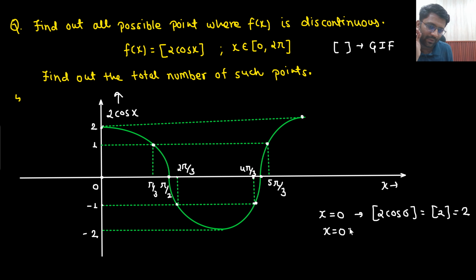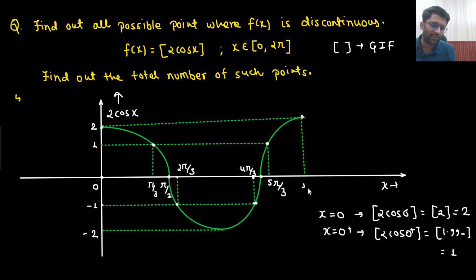If x equals 0 plus, what will be the scenario? 2 cos 0 plus, this value will be somewhat lesser than 2, no? Somewhat lesser than 2. It could be 1.999999 something. So what will be the answer here? 1. Is that clear to you? At x equals 0 plus I am talking about. Is that understandable? And this is your 2 pi.